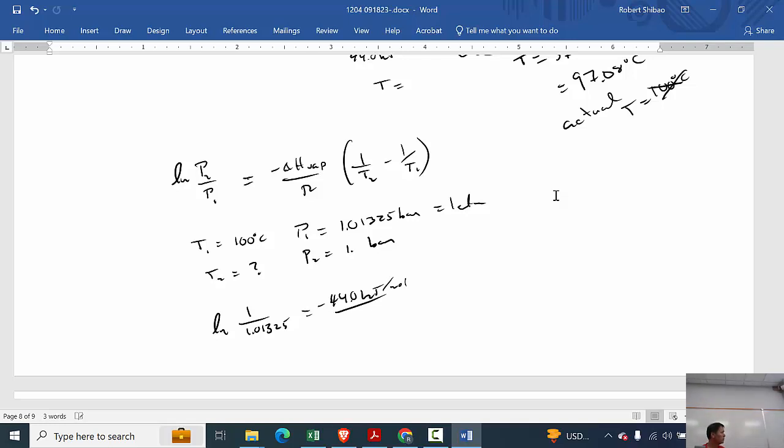My R, I'm just going to use 8.3145 joules per mole Kelvin. I could have gotten rid of the moles earlier, but I had to insert it in there. And then I have a conflict between kilojoules and joules. In the previous examples, I converted joules into kilojoules. In this one, I'm going to convert kilojoules into joules. One over T2 minus 1 over T1. 100 degrees C is 373 Kelvin.